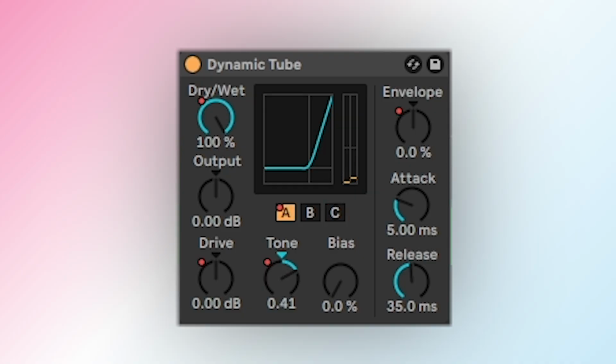The tone control lets you shape the frequency focus of the distortion, from sparkling highs to warm, rich lows, while the drive knob controls how intensely the signal interacts with the tube.